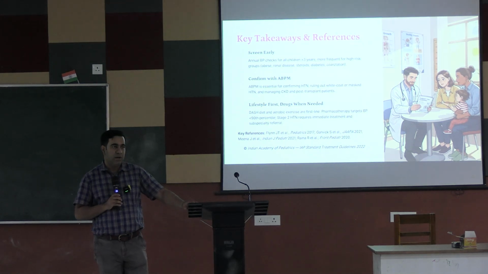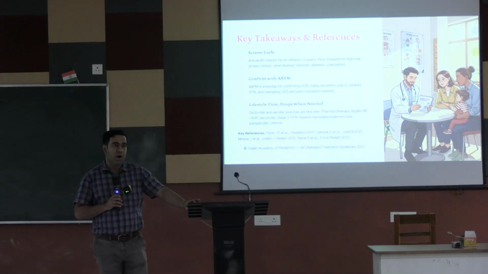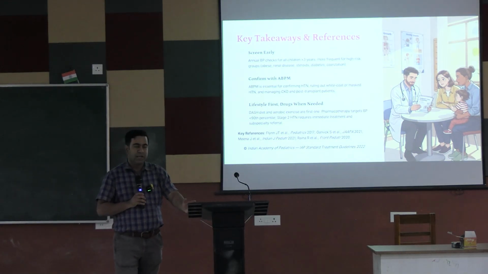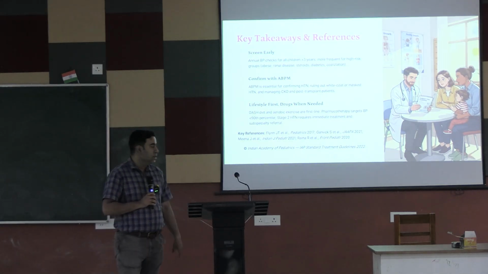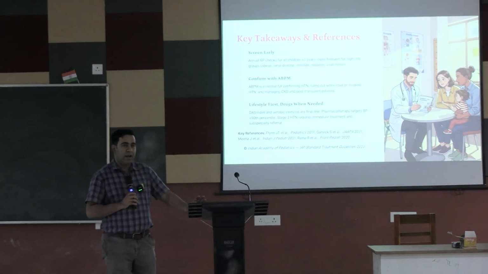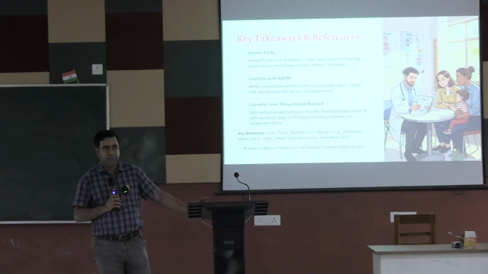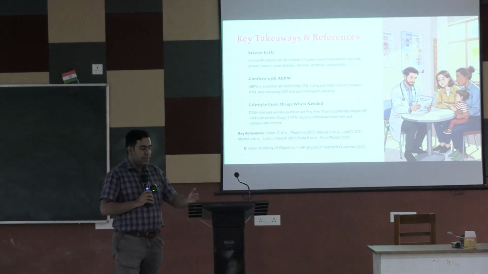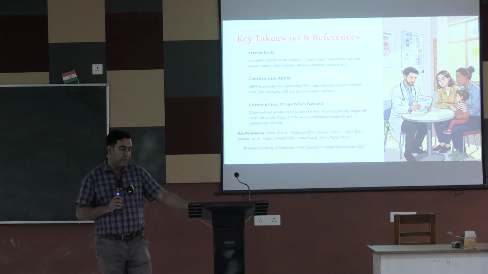What is elevated BP? 90th to 95th percentile, meaning systolic 120 to 129, diastolic less than 80. What is stage 1 hypertension? Stage 1 hypertension is 95th to 99th percentile, meaning the BP will be 130 to 139 systolic and diastolic 80 to 89. What is stage 2 hypertension? More than 140/90. Okay.